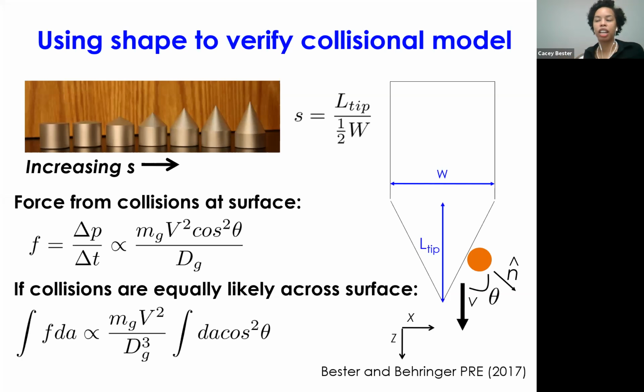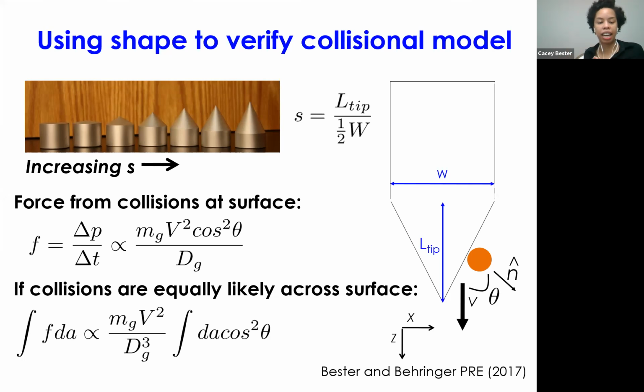So to test this, we tried these granular impact experiments with several different shaped projectiles. We used cones with different slopes to the tips of the cone. And the schematic on the right side of the slide here shows a sketch of a cone as our projectile as it penetrates through a granular system. The orange circle is meant to represent a chain of grains that collide with the surface of our projectile and then propagate normal to that surface.